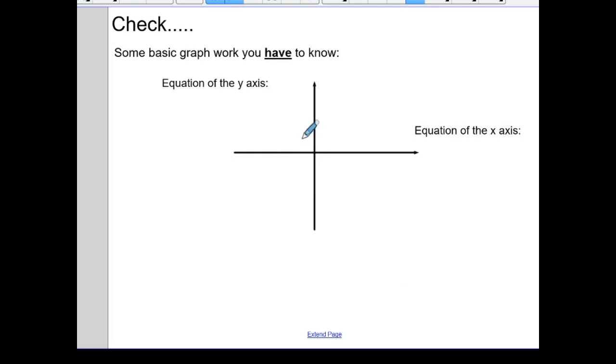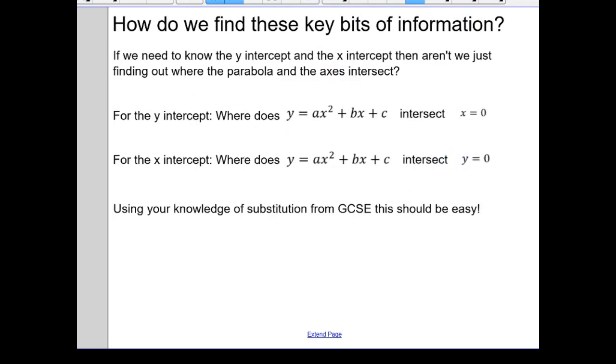In order to find the y-intercept and x-intercept, you must remember the equations of these axes. The y-axis has the equation x equals 0, so if we're trying to find the y-intercept, we must set x equal to 0, and the x-axis has the equation y equals 0. So again, if we're trying to find those x-intercepts, we would set y equal to 0.